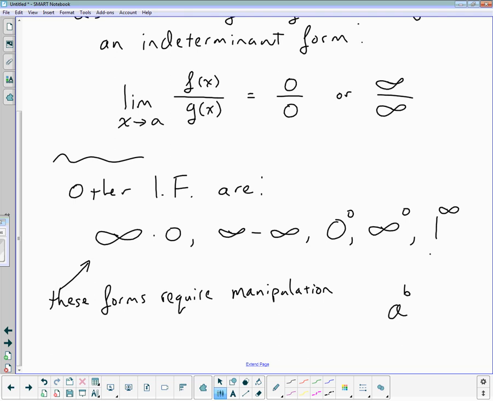But 1 to the infinity, that's one to put your brain around. Why is 1 written an infinite number of times not 1?